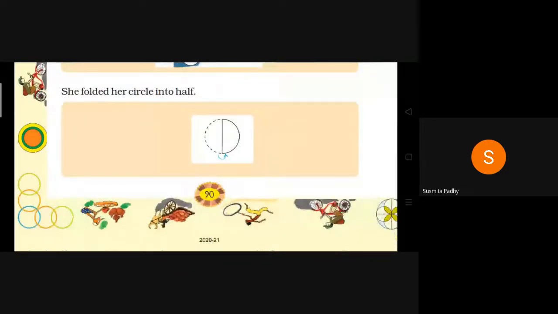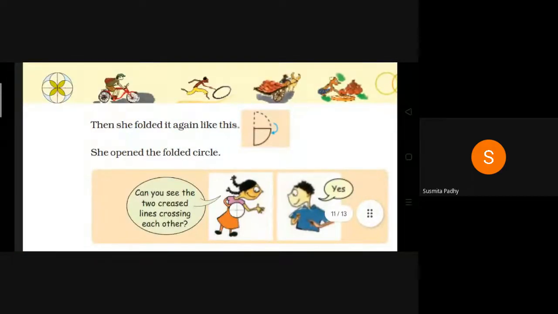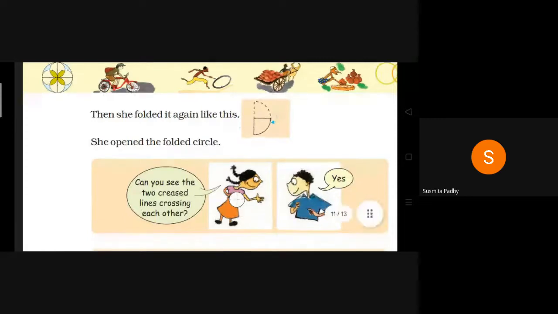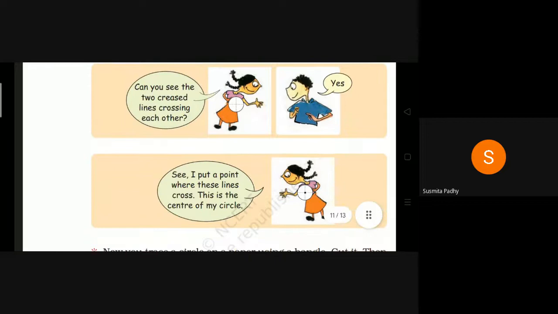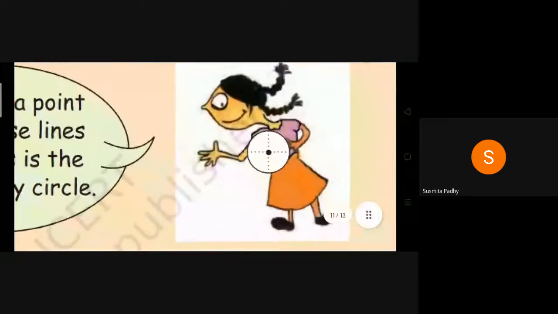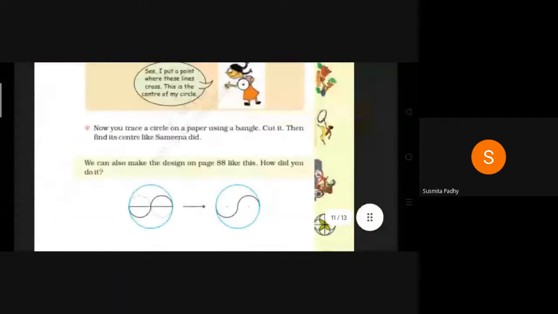So what did she do? She folded the circle in half. Then she folded it again like this, into a quarter. And she opened the folded circle. She opened the folded circle and looked at the crease lines. The point where the crease lines cross each other was the center of the circle, right? Yes, so this is how you can find the center of your circle.